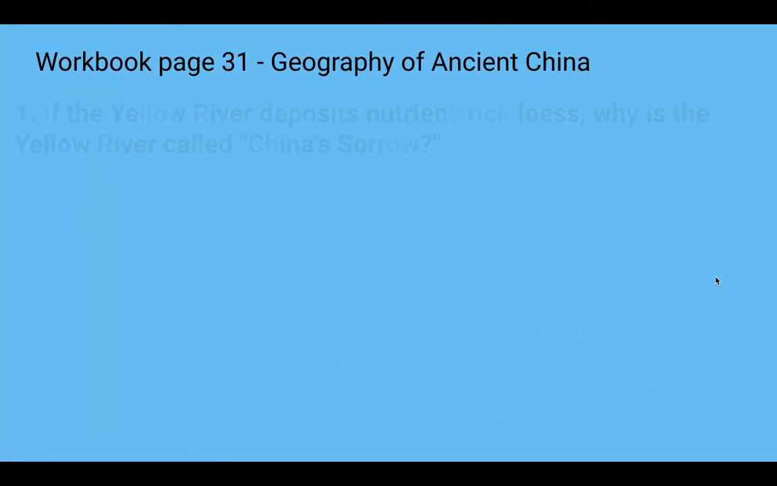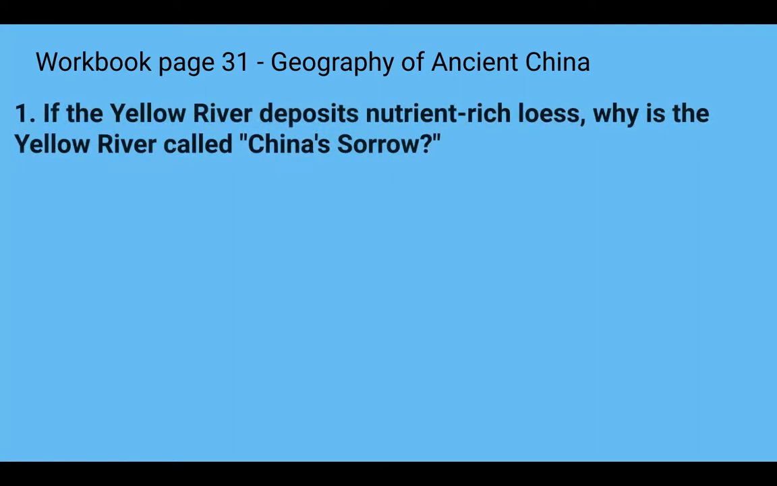Right, we're going to look at the quick review on page 31. So, question 1 asks, if the Yellow River deposits nutrient-rich loess, why is the Yellow River called China's Sorrow? So if the soil is really good for crops, why is it called China's Sorrow? So I want you to stop the film, answer that question for me, please, and then press play to review.